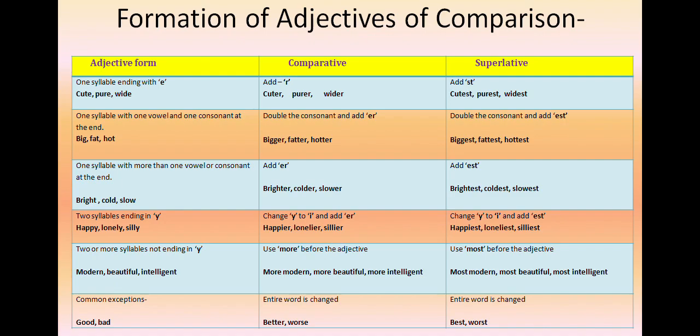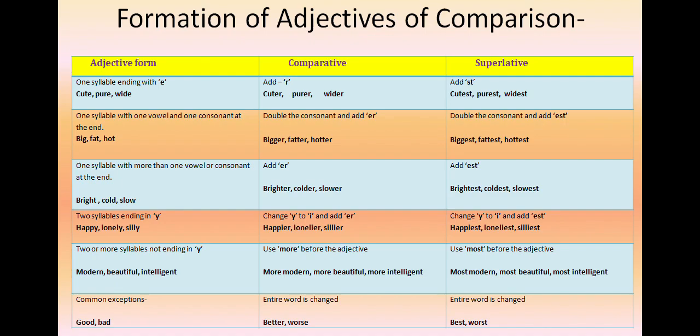If the word in positive degree has one syllable with more than one vowel or consonant at the end, then we are going to add ER in comparative degree. If in the positive degree, the word has one syllable with more than one vowel or consonant at the end, we are going to add ER in the comparative degree and EST in the superlative degree. Like bright, brighter, brightest, cold, colder, coldest, slow, slower, slowest.